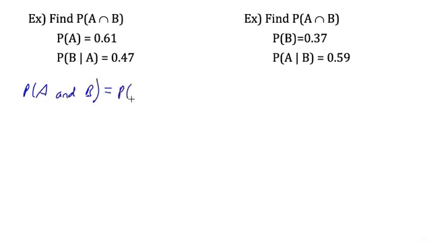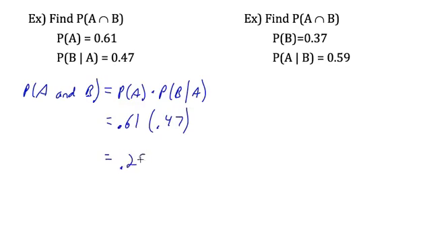Well, that will equal the probability of A times the probability of B given A. And we know what those equal, so we have 0.61 times 0.47. When we work that out, we get 0.2867.